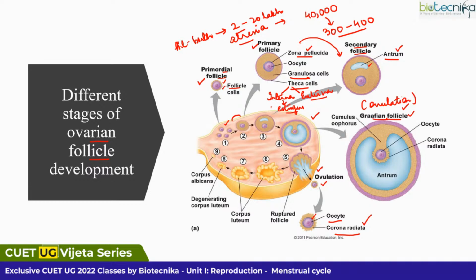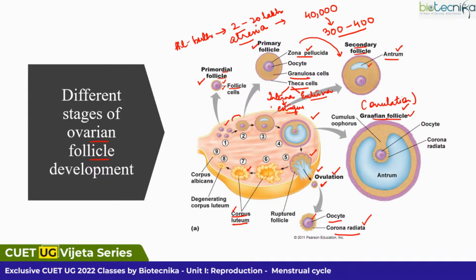Once ovulation takes place, the remaining part of the follicle is known as corpus luteum. Now again, it depends. If fertilization takes place, if the ova gets fertilized, this corpus luteum is maintained and it will start releasing hormones, progesterone and estrogens, under the influence of the HCG hormone that is released by the placenta. So this will occur only when fertilization takes place.